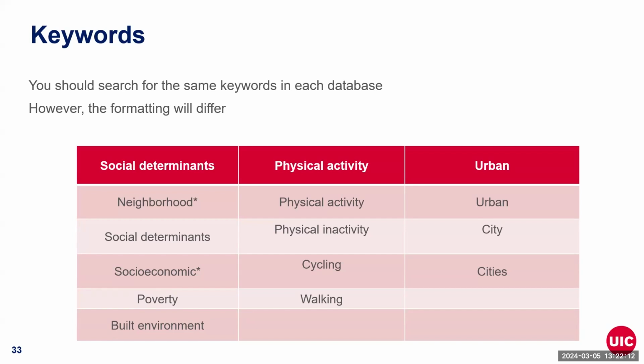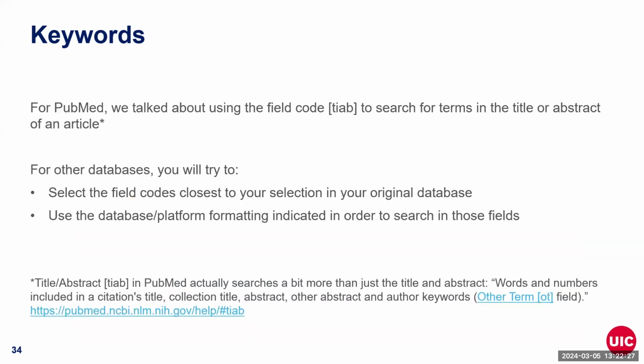So from our original example, these are the keywords stripped of any specific formatting. We have our list for social determinants, for physical activity, and for urban, and these same keywords are going to be searched in all of our different databases. So for PubMed, we talked about using the field code TIAB, that's in brackets, for terms in the title or in the abstract of an article.